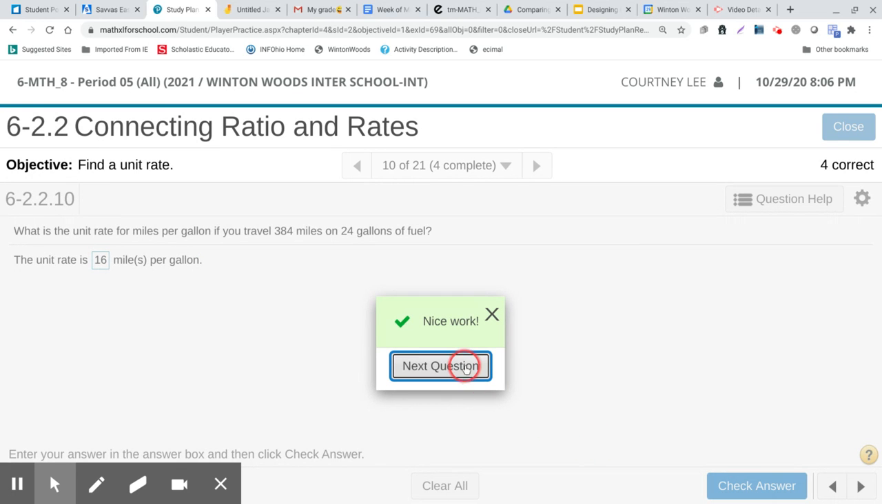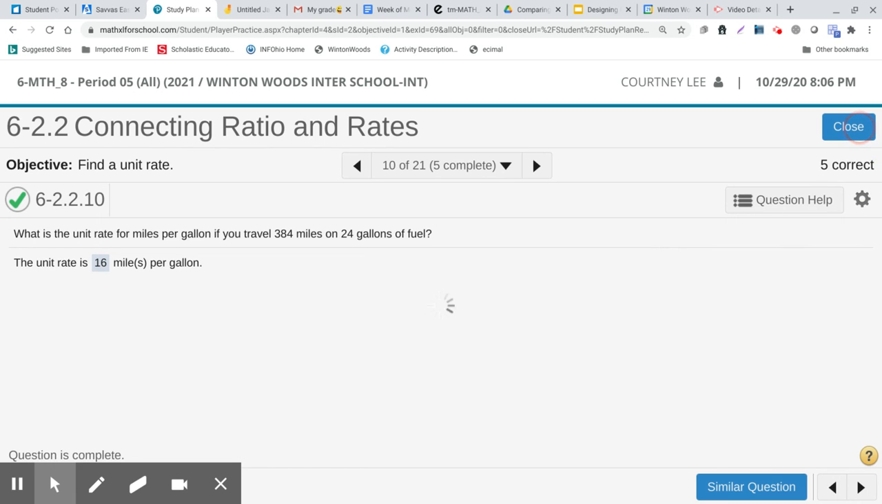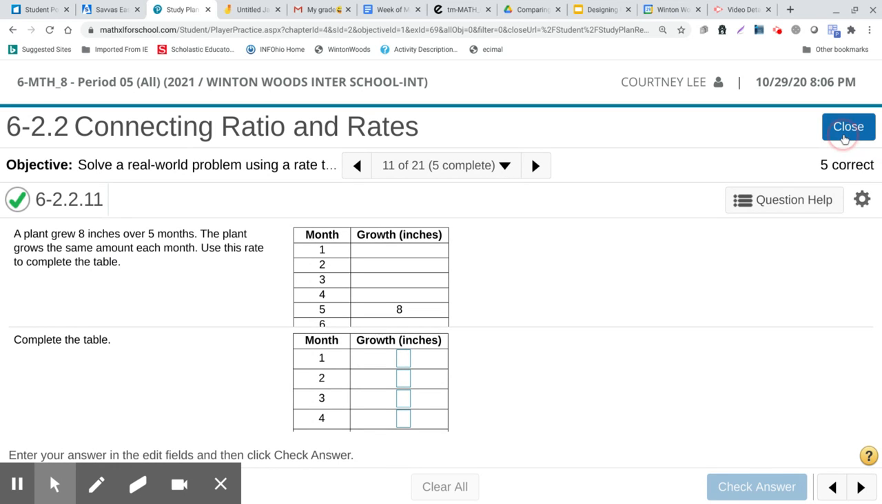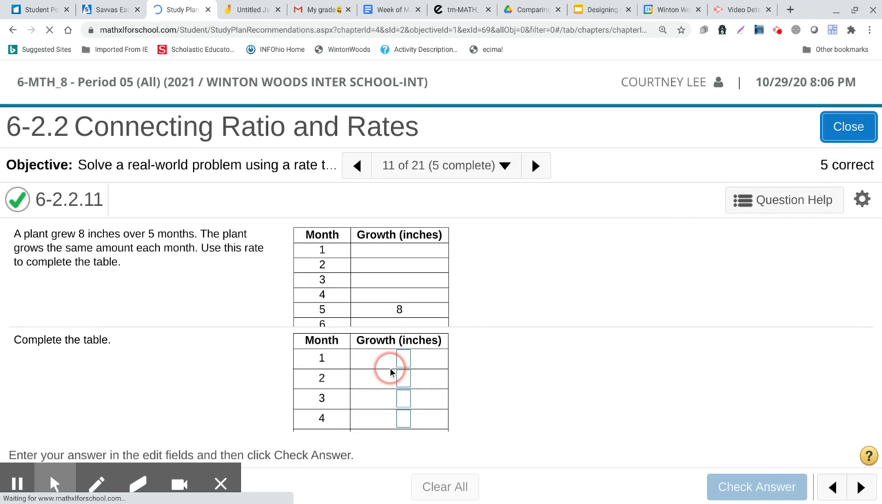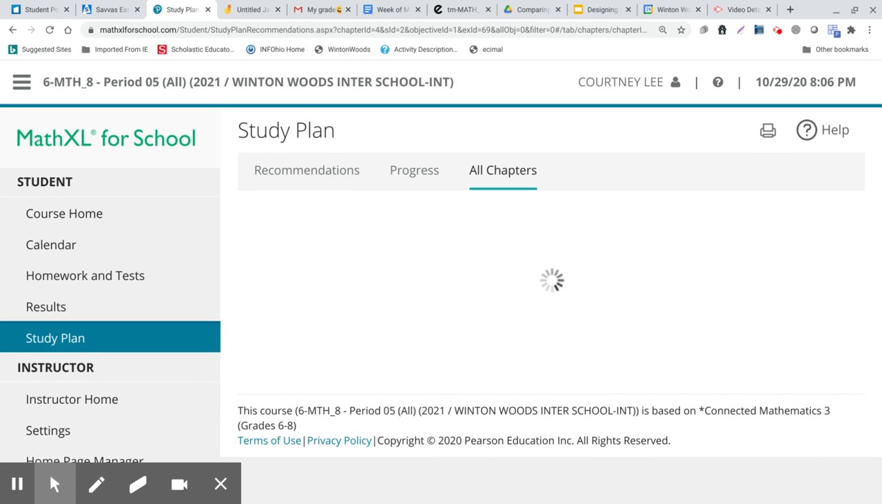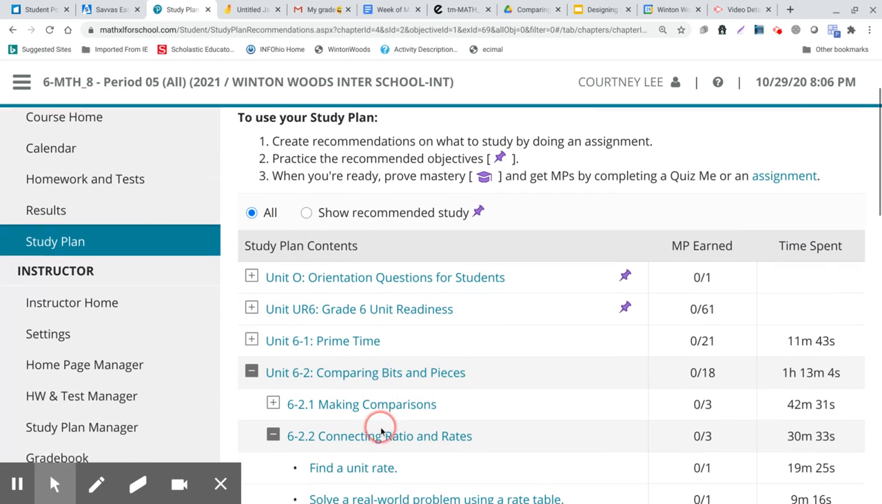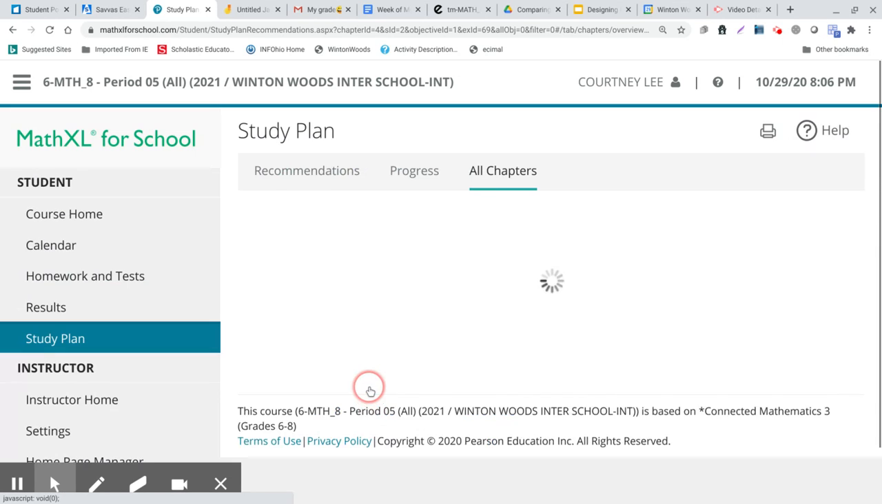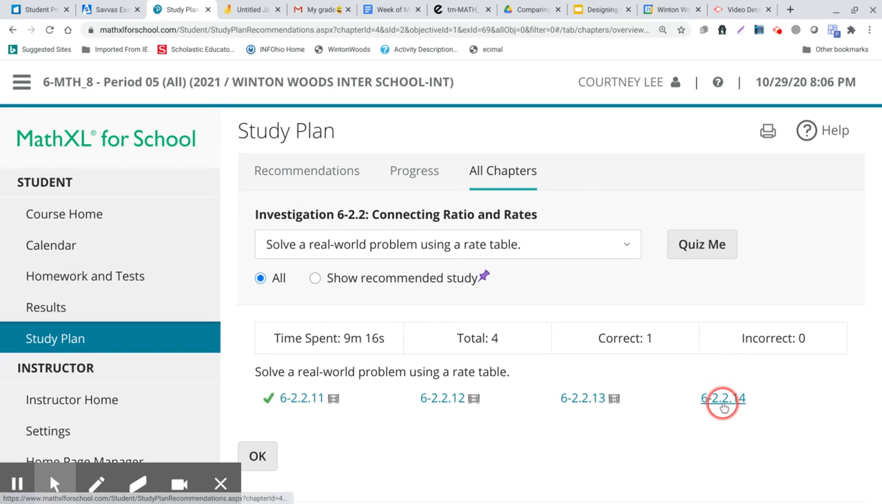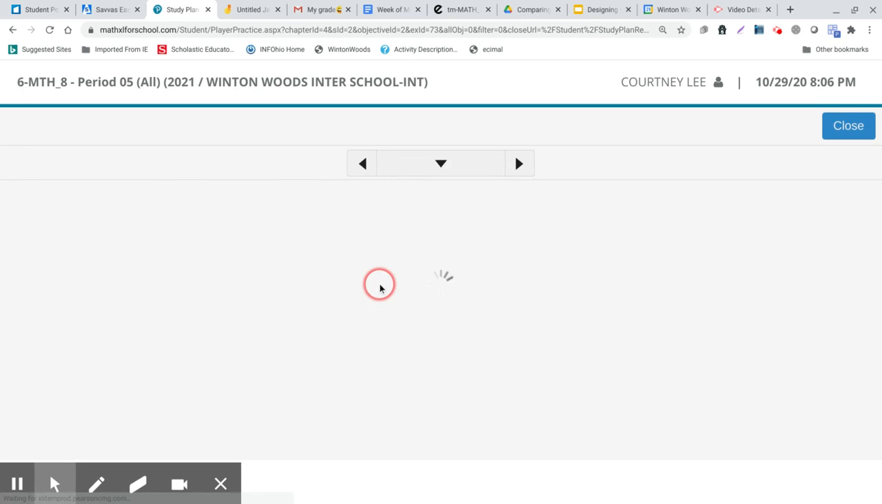All right. Let's look at. So as usual, there's a video for a lot of these, but let's close this out and go to the next indicator. So we're going to stay with connecting ratios and rates. Let's go to this indicator. Let's try this one. Let's read the problem.